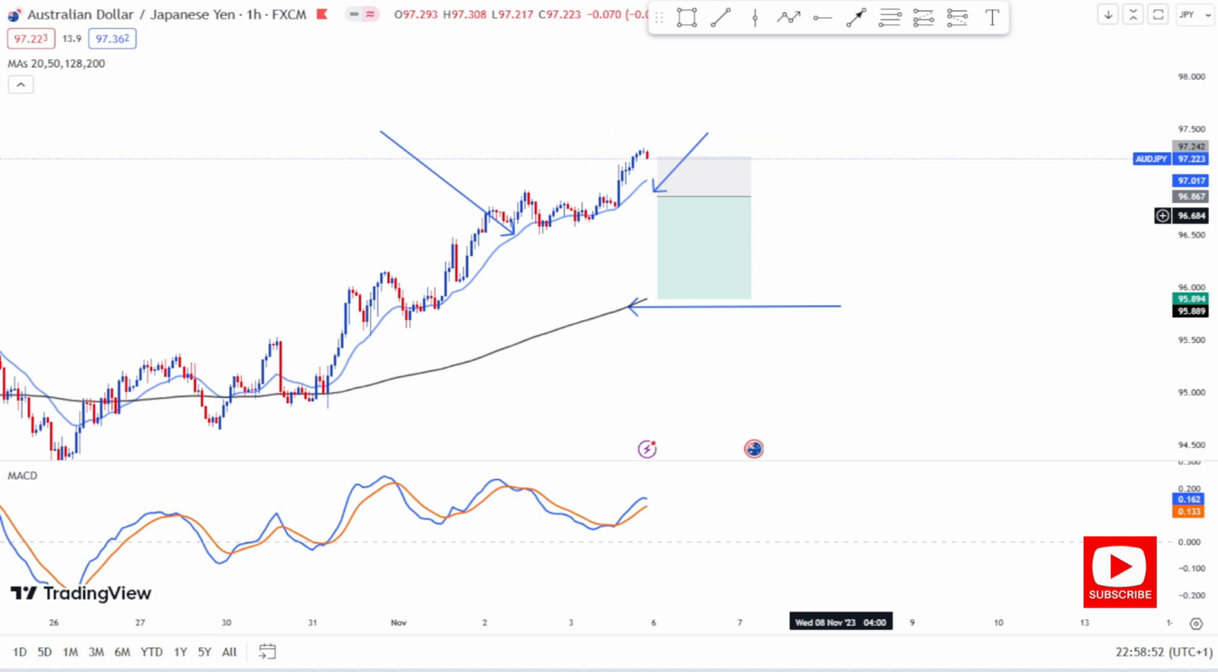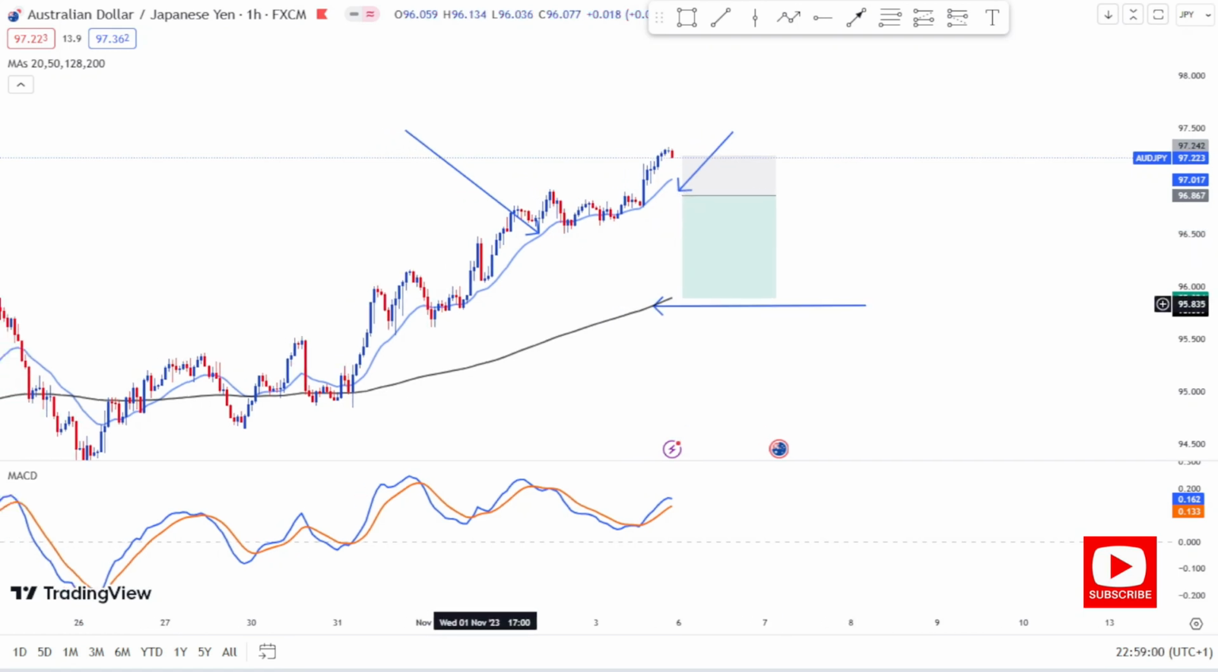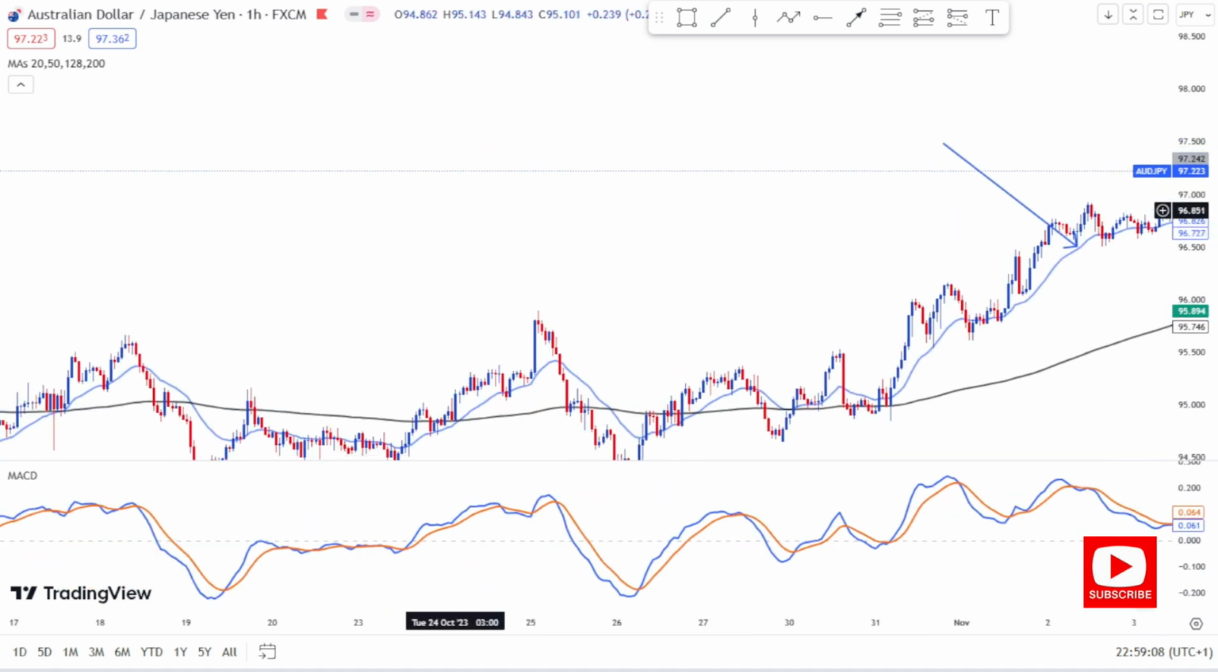Once that is done, we all just have to wait for the price to show its magic, and we are going to be making profit. So let's look at an example in the chart before we go to the live trading and see how it is done when the price is in motion.